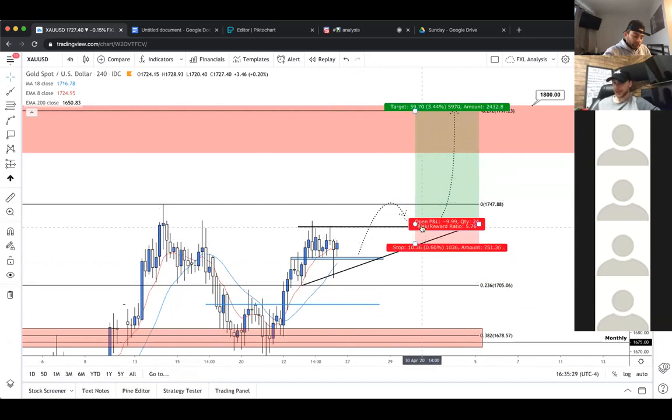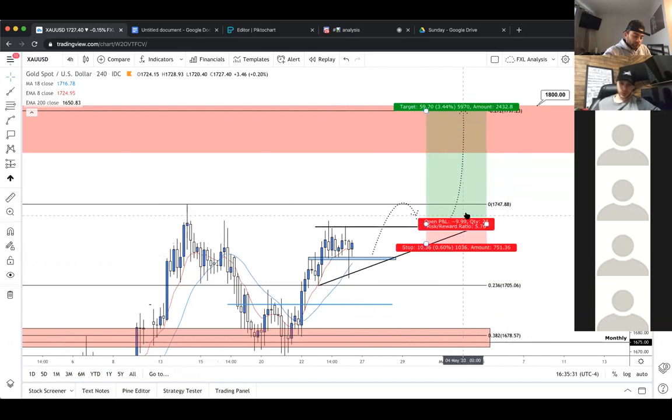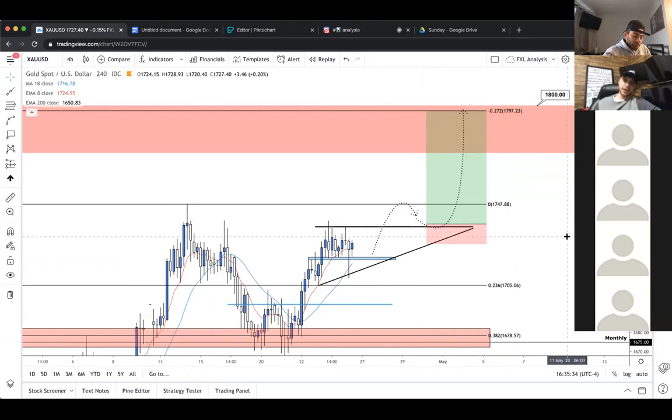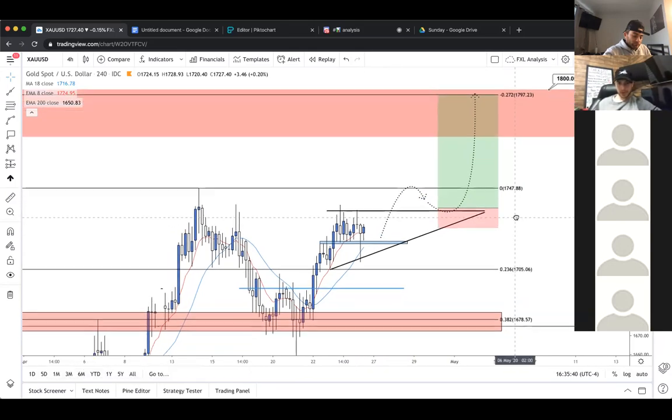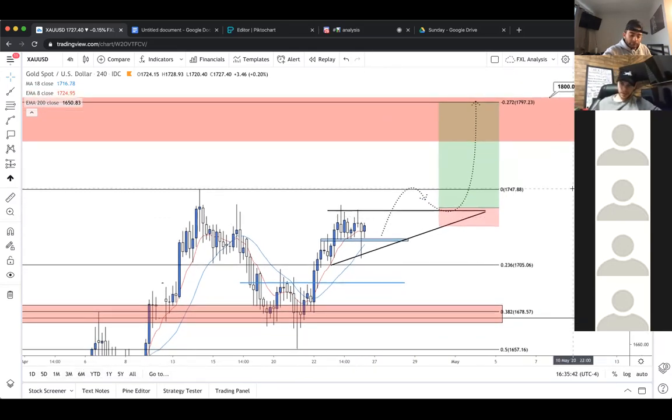If we do see this play out, there's no reason why you shouldn't take the trade, especially with a risk reward like that. So yeah, gold is definitely long, definitely long for those of you who are trading and analyzing it. But that's pretty much it.